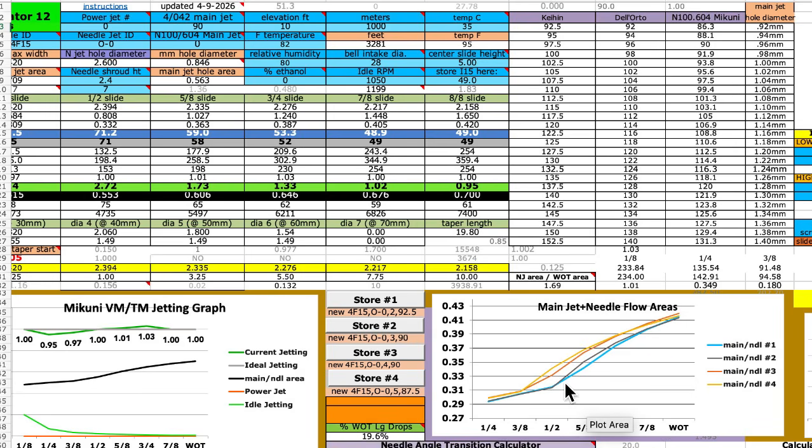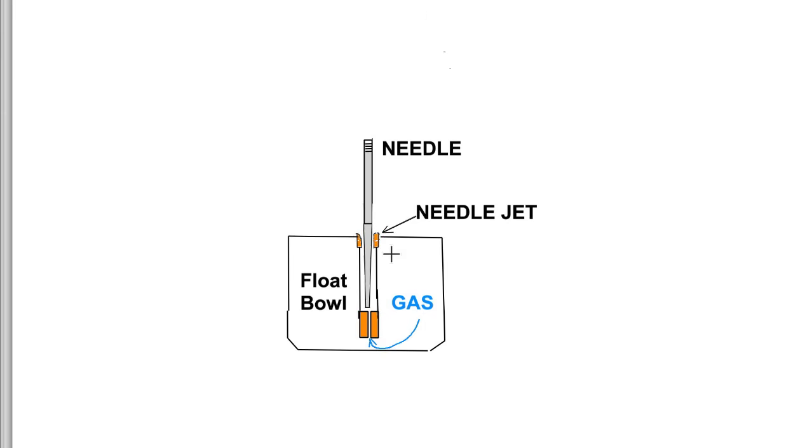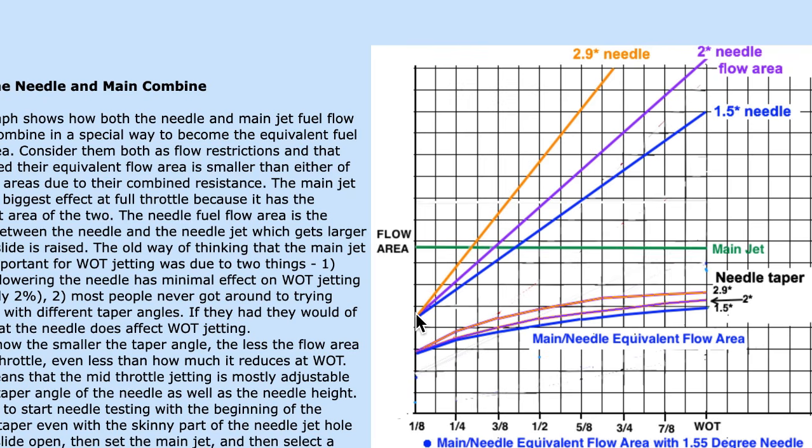Take notice right here how there's a curvature to the flow area, even though the needle is a single taper. With the single taper, as that needle goes up, the area between the needle jet and the needle will linearly increase. And so instead of that curve, it would just be a straight line. If you remove the main jet, that's what you'll get. You'll just get a straight line as far as the increase in flow area. But when you have a main jet there, it puts a limit to that. And so you have a curved effect.